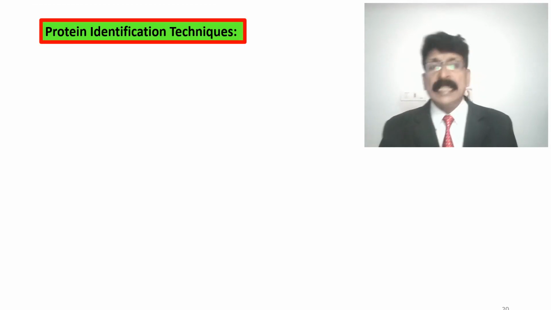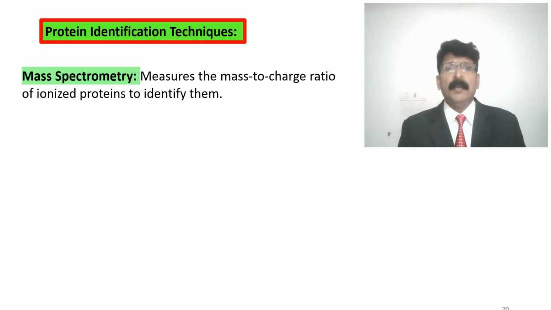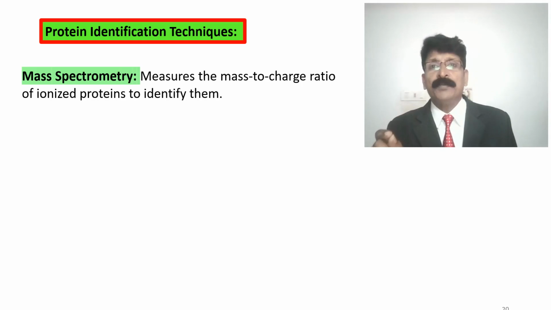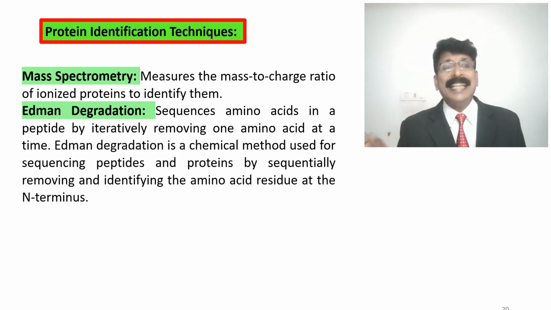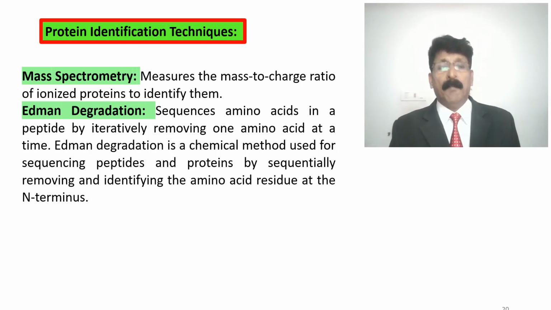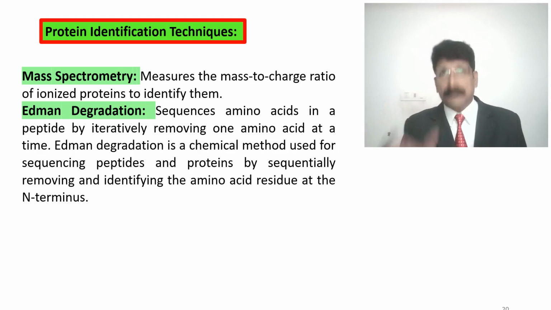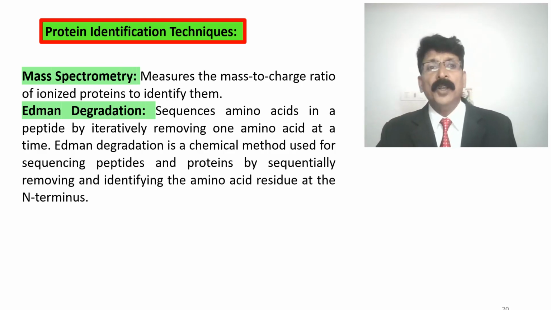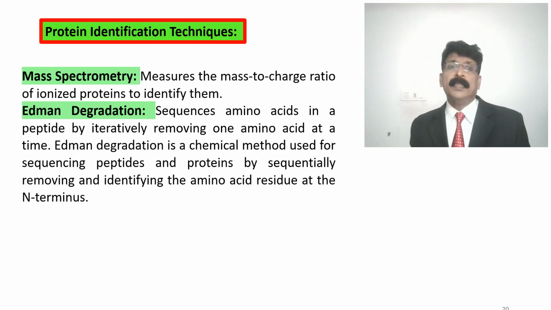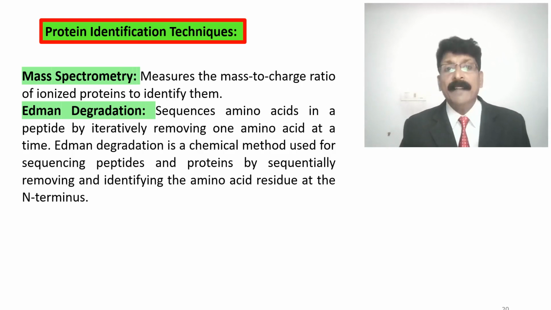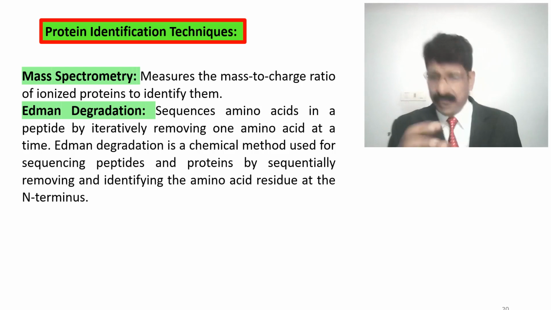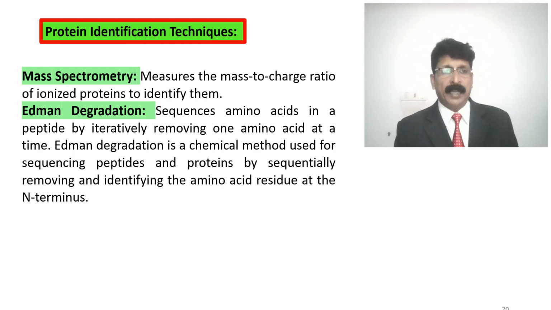Protein identification technique, the second one. Mass spectrometry measures the mass to charge ratio of ionized protein to identify them. Edman degradation means sequencing amino acids in the peptide by iteratively removing one amino acid at a time. The Edman degradation is a chemical method used for sequencing peptides and proteins by sequentially removing and identifying the amino acid residue at the N terminals. The peptide N terminals can be determined. That is Edman degradation.